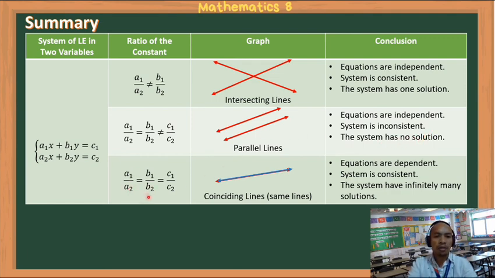Lastly, if all the ratios of the constants are equal, that would mean that the graphs of the system are coinciding lines. They are on the same line, which means the equations are dependent, the system is consistent, and the system has infinitely many solutions.